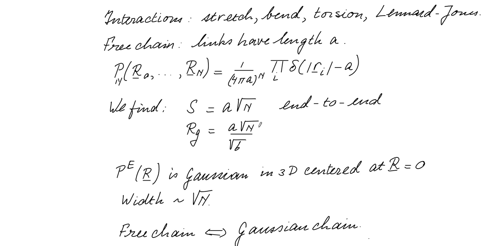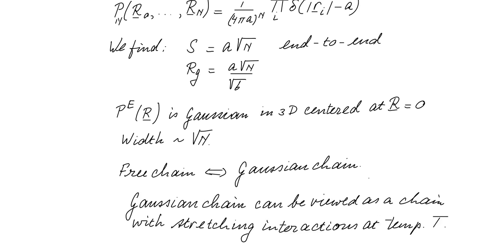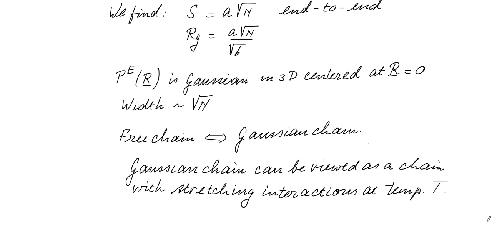Now, we have also calculated the probability of finding an end-to-end distance r, which obviously only depends on the length of r because of the rotational symmetry. And it turns out that that is a Gaussian in 3D, which is centered at r is 0, because there's not a preference for the polymer to go in any particular direction. And the width of that Gaussian is again proportional to the length of the polymer.